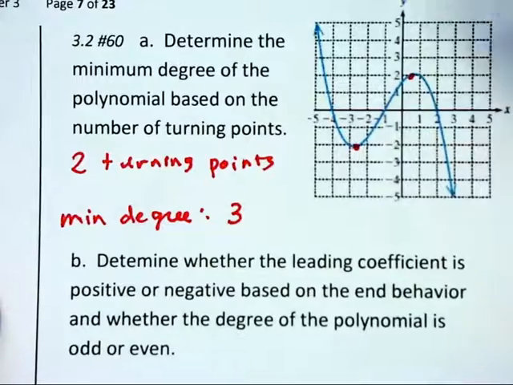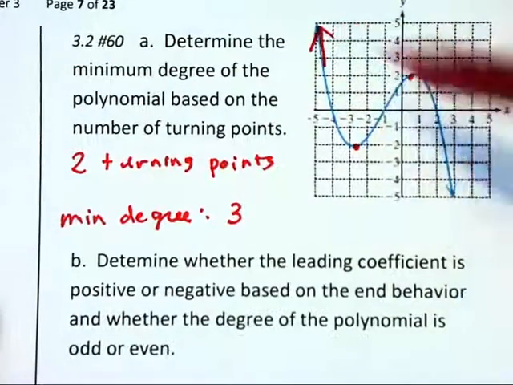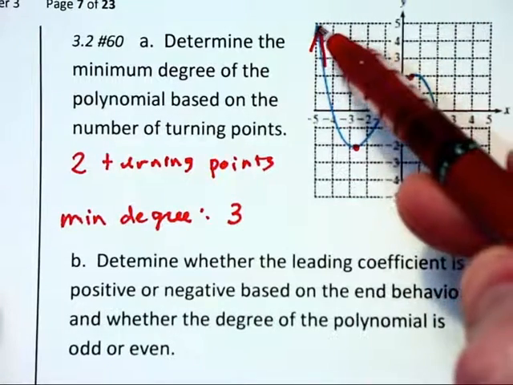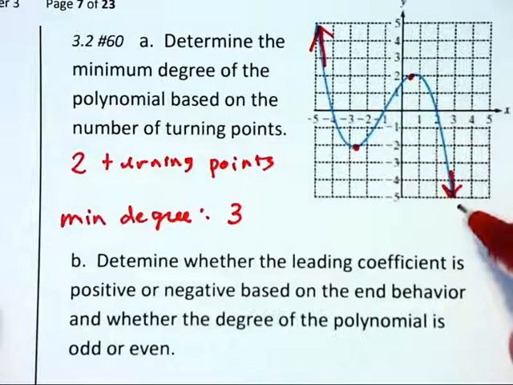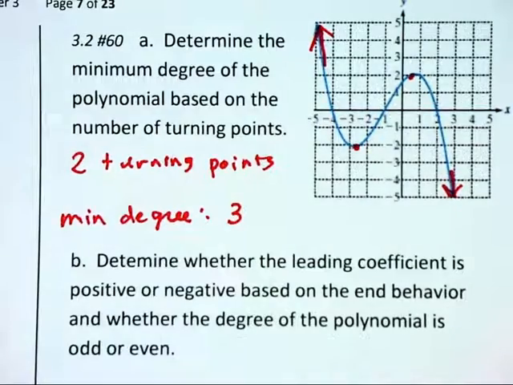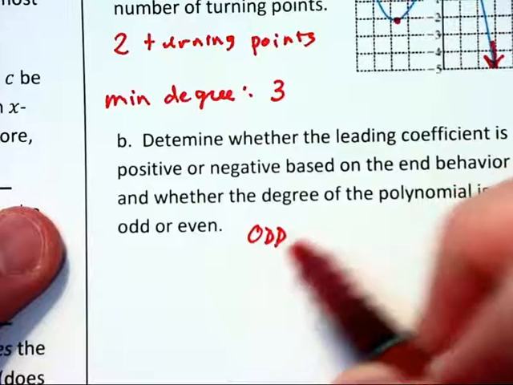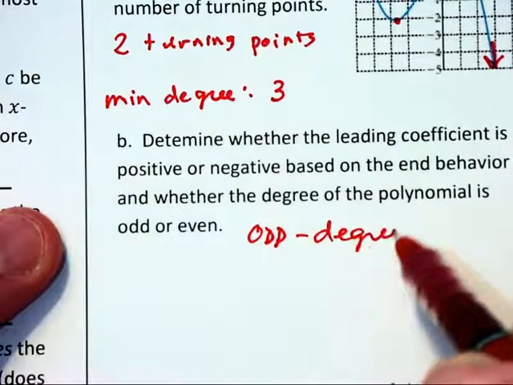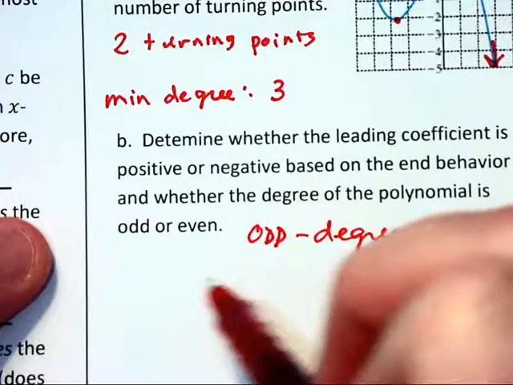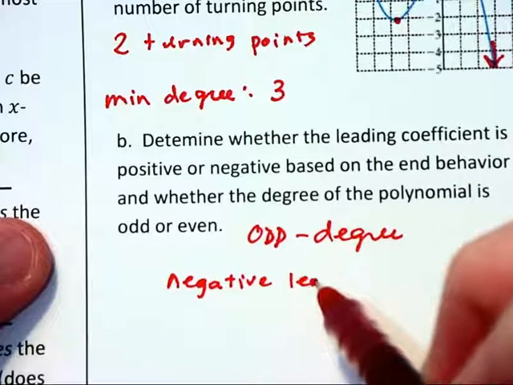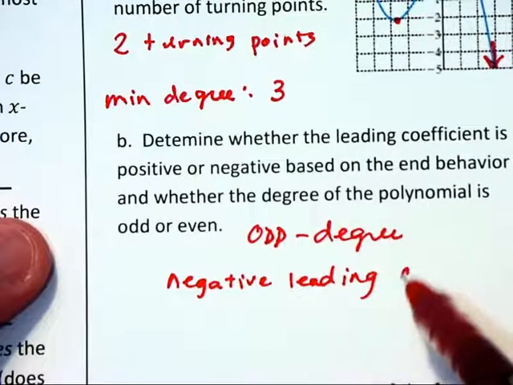Now let's look at this. We've got the ends pointing in opposite directions. Okay, and since it's starting at the top left and ending up at the bottom right, we know that it's going to have a negative leading coefficient. So this is an odd degree function, and we know that there will be a negative leading coefficient, just what I stated.